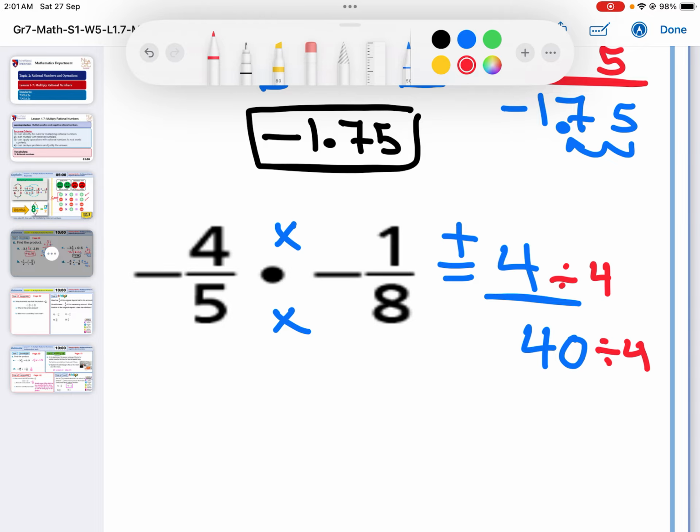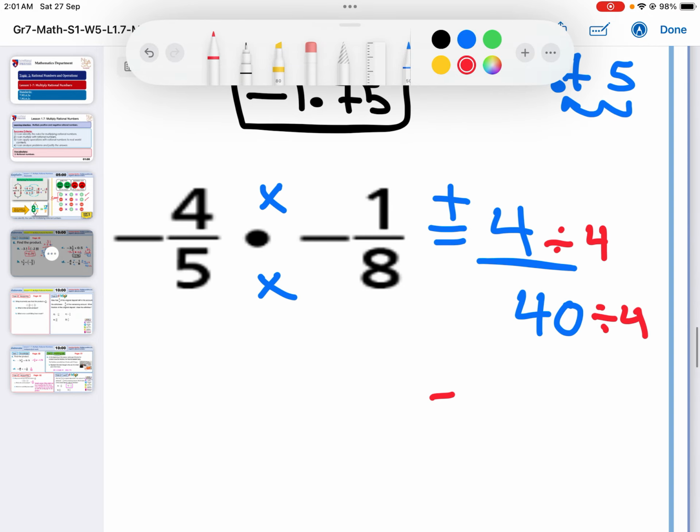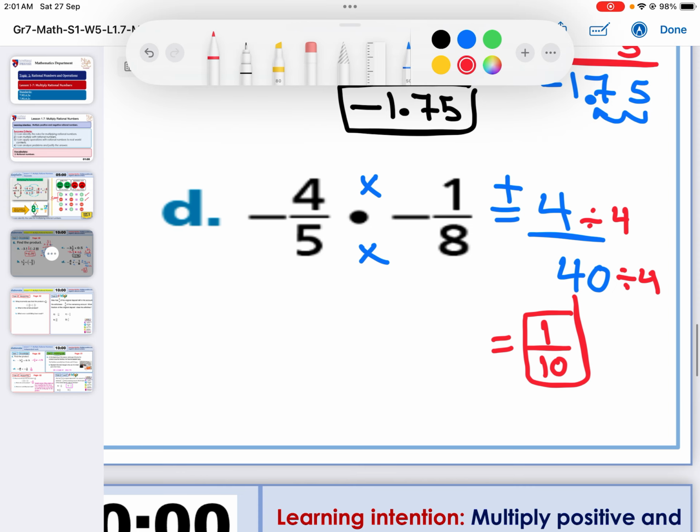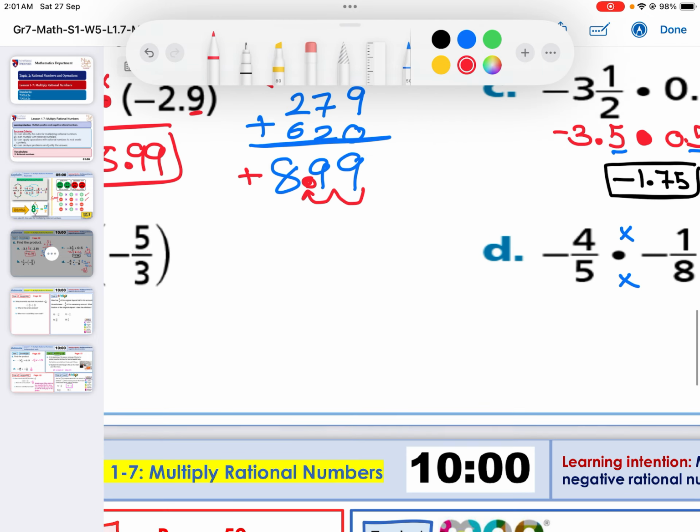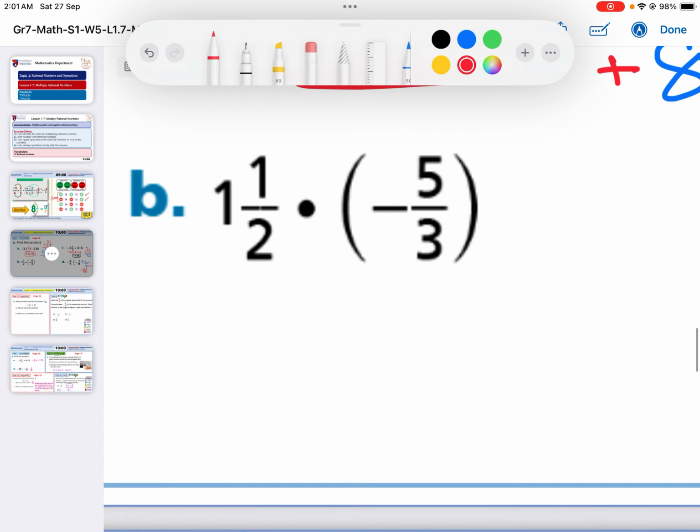They are both in the times table of 4. So 4 divided by 4, that's a 1. 40 divided by 4, that's a 10. And that is your final answer, 1/10. Okay? So moving on to our last question.